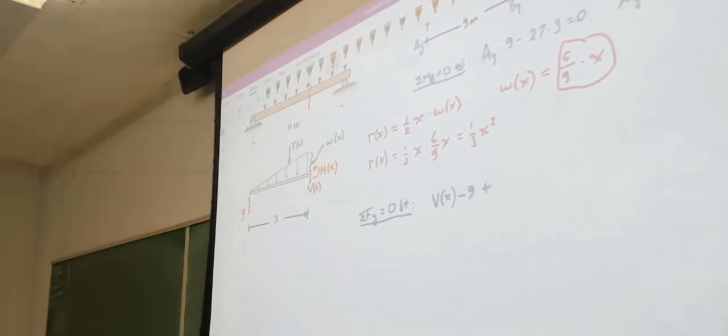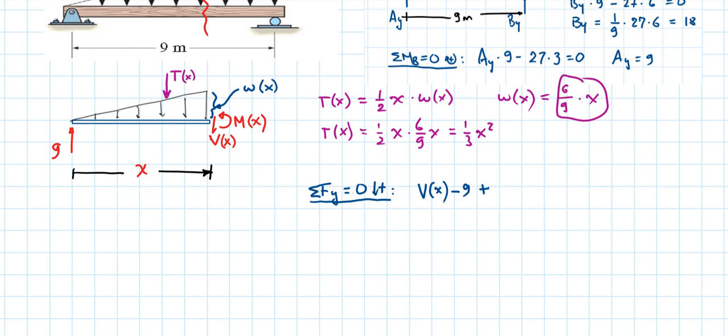The area of the triangle goes in here. I guess that's it, right? 3/4 equals to 0. So V of x equals 9 minus 1/3 of x squared. That's the equation of the shear. Now, summation of moments about point x equals to 0, positive like this.